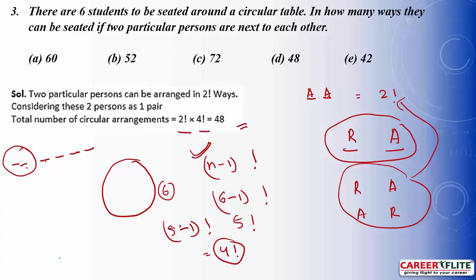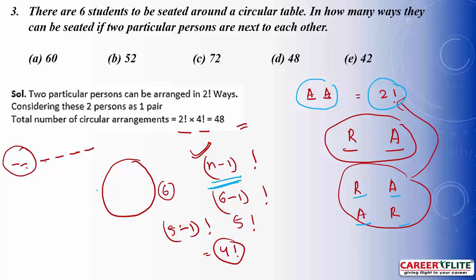So what we have done here is that since it is given that two particular persons always sit together, they can be arranged in 2 factorial. Say Rahul and Akansha: first Rahul sits in this place and Akansha in this place, and in the next case Akansha sits here and Rahul sits here. So we have 2 possibilities. And we know that in a circular arrangement, if there are n students, they can be arranged in (n-1) factorial. This is an important formula.